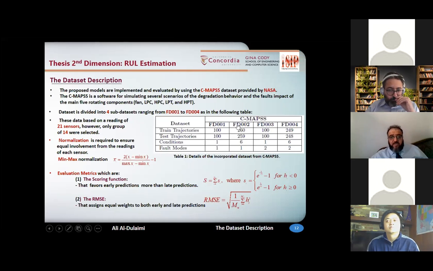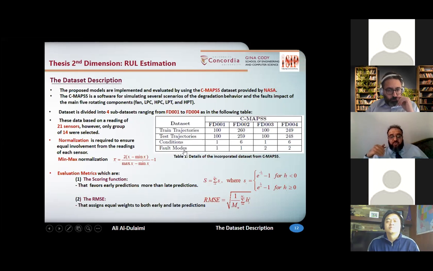As you can see in the table, the data set is divided into 4 sub-data sets ranging from FD001 up to FD004. Each setting has different train trajectories and test trajectories, and they are simulated based on different operating conditions and different fault modes. These data are based on readings of 21 sensors. However, only a group of 14 sensors were selected. The minimax normalization has been used to ensure equal involvement from the readings of each sensor.